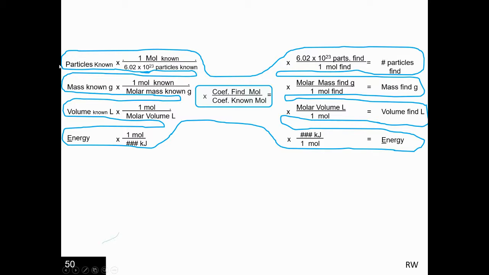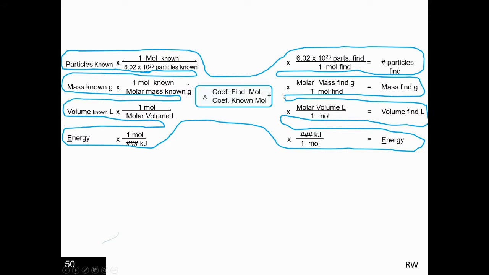You could go from particles of one chemical to particles of another, or particles of one chemical to mass of another, or particles to volume, or particles to energy. And you go from mass to particles, mass to mass, mass to volume, mass to energy, volume to particle, etc. All these different combinations. You can also do moles. We could ask you to go from particles of one chemical to the moles of another, which should stop right here.